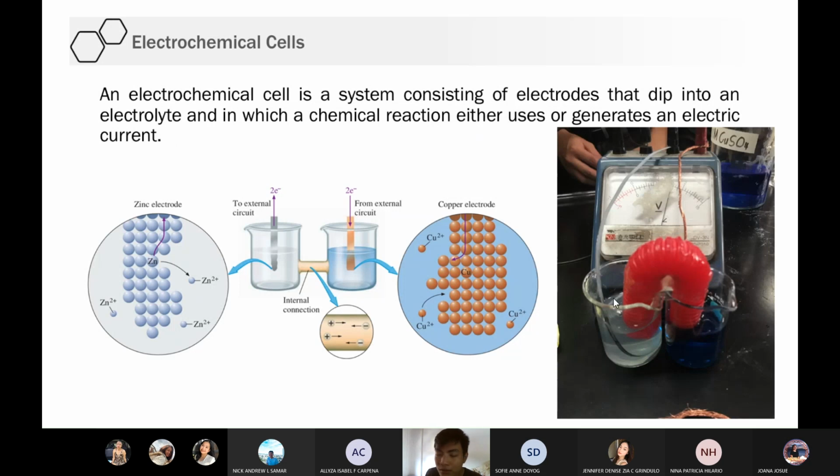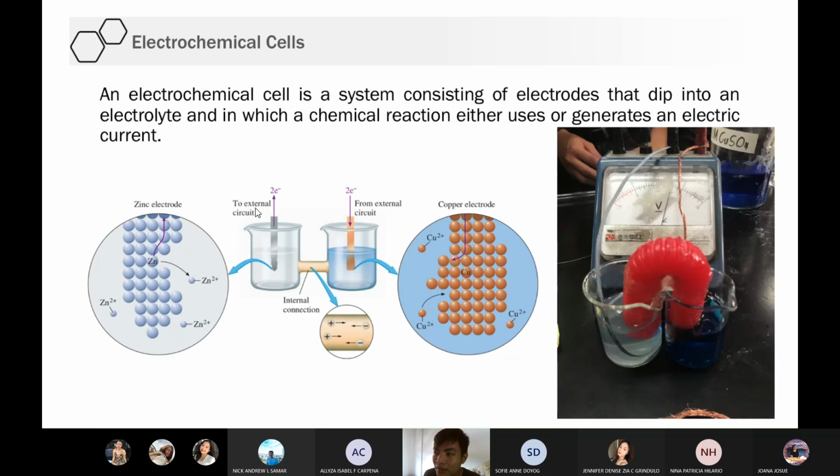Itong picture on the right, this was my electrochemistry experiment sa aking students before sa PUP. This was 2019 pa, before the pandemic. So, noong 2019, we were able to carry out electrochemistry experiments. Sayang lang, di natin magagawa. But this is the idea.